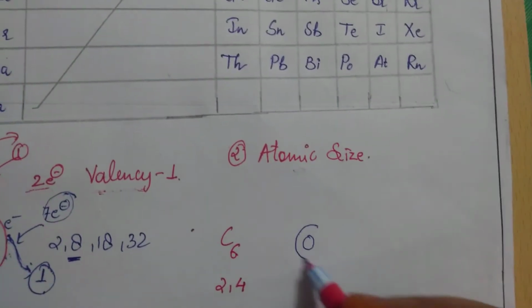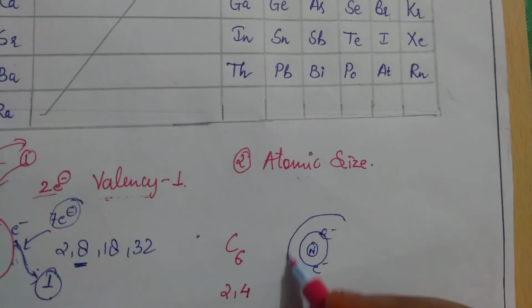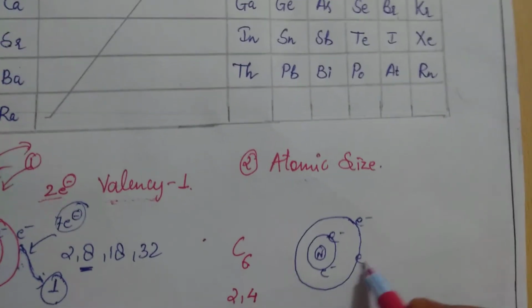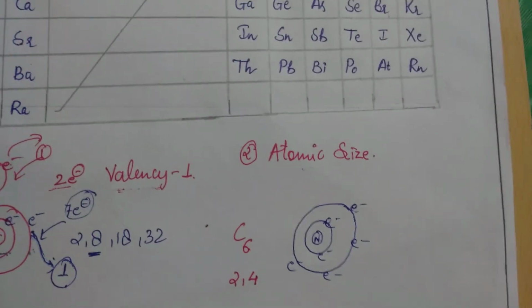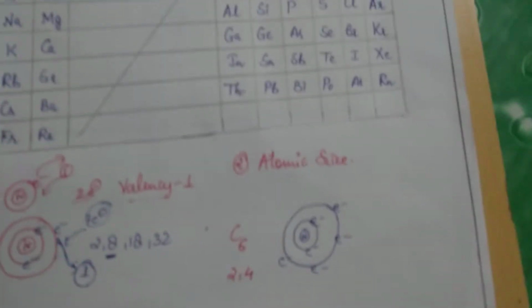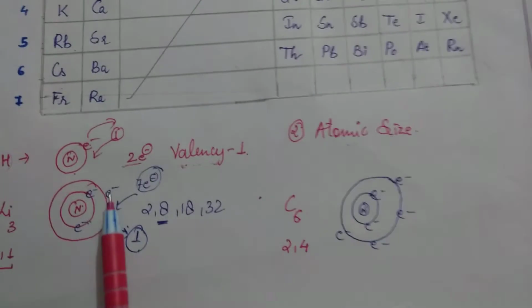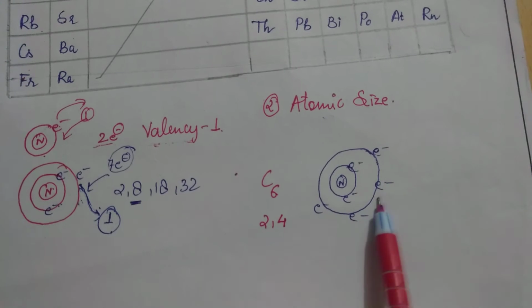Bohr atom: the center is the nucleus, then 2 electrons, then the next shell, 1 2 3 4. From these 4 electrons, it is clear to you all that the valency of carbon is 4. Like I have also written, the valency of group 14 elements is 4. Okay, now just see one thing. Here you had only 1 electron in the outermost orbit, and here you have 4 electrons in the outermost orbit.